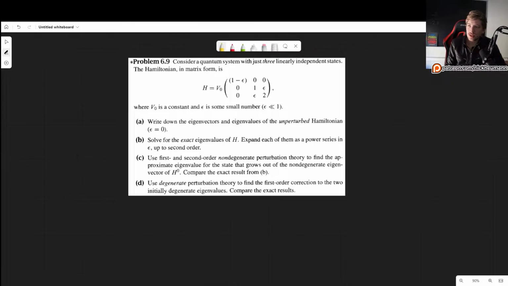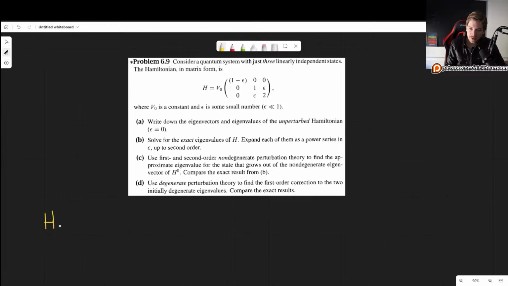The Hamiltonian in matrix form is H equal to V0 times this matrix, where V0 is a constant and epsilon is some small number. Now, we are going to be working in matrix form, which is often very confusing, but as it turns out, it is very useful, and in fact, it's going to make our life very easy in this problem. So, part A says, write down the eigenvectors and eigenvalues of the unperturbed Hamiltonian, where epsilon is equal to 0.